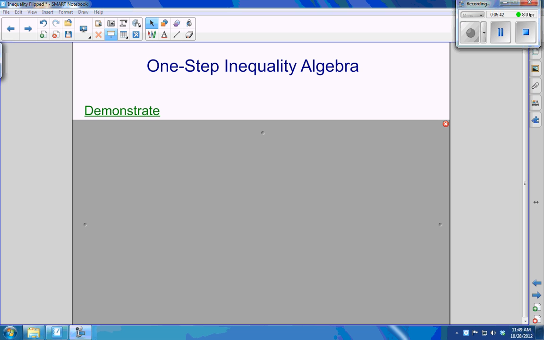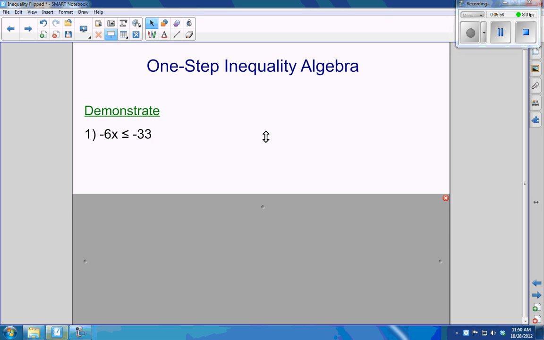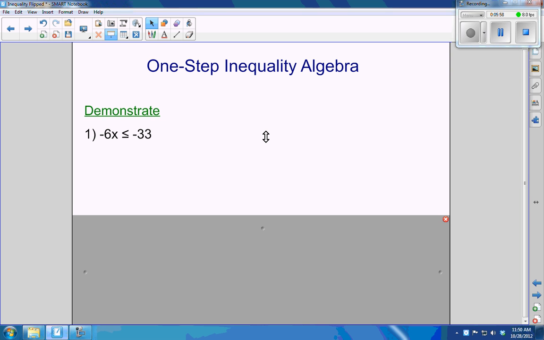Now we're into one-step inequalities. I'm going to move through these pretty quick because we have a lot of practice with one-step algebra. You solve inequalities the same way that you do algebra, it's just a different sign. So in my one step, I have negative 6x is less than or equal to 33. Again, I just have to get the variable by itself.